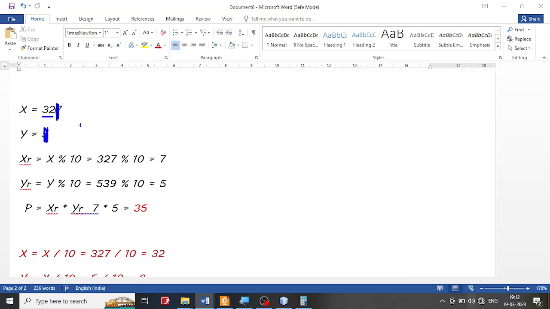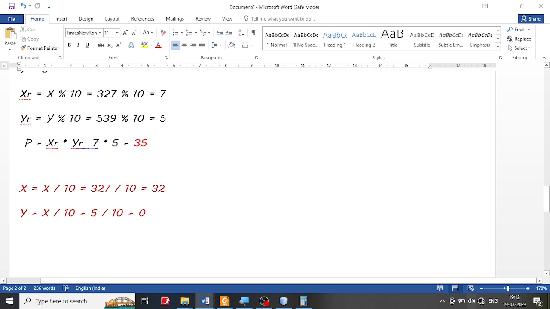So take the remaining two parts. Out of this 327, go for integer division. So 327 by 10, what is the answer you are going to get? 32.7. You have already seen this. Discard the fraction part and take up only the remaining part.